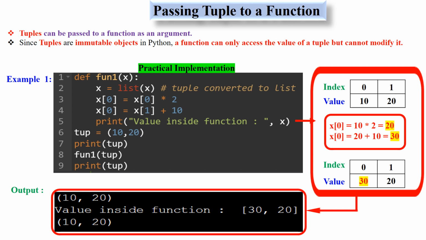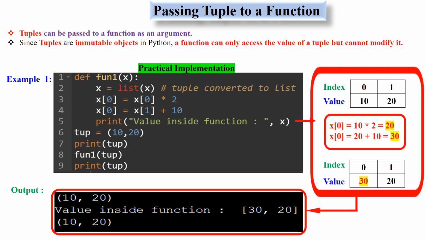Outside the function, the following steps are executed. In line 6, tup equals 10, 20. A tuple tup with values 10 and 20 is created. In line 7, print tup. The original tuple tup is printed. It outputs a tuple containing 10, 20.